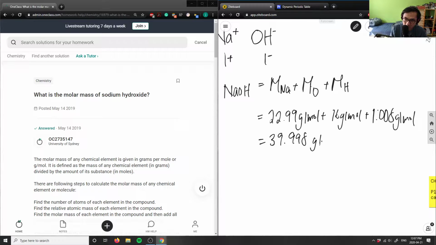39.998 grams per mole. And if you were to observe significant digits, as you can see, I picked 16 grams per mole, so I can say this here equals 40 grams per mole. And that will be our molar mass of sodium hydroxide here.